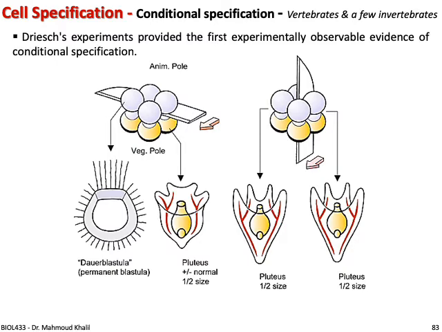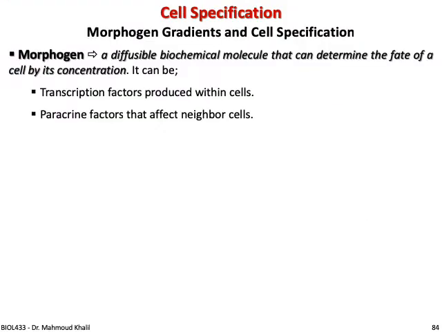In the first figure, where you have only the animal pole, all the cells have the same cell type, so each half gives a different embryo. In the other one, since there is interaction between the animal pole cells and the vegetal pole cells, they give a whole pluteus larva, but it's half the size of normal. So we'll talk about morphogen gradients and cell specification.